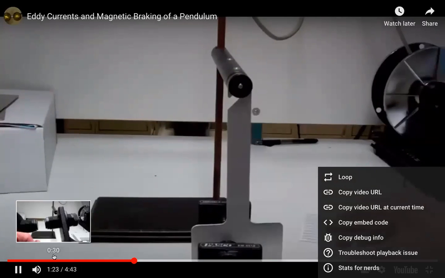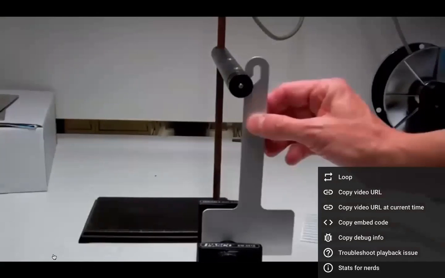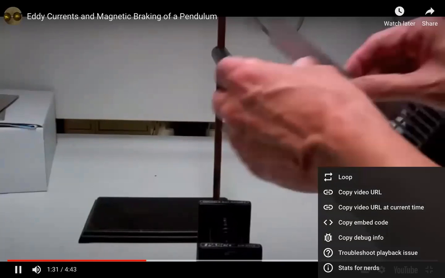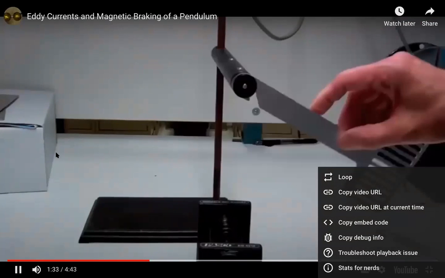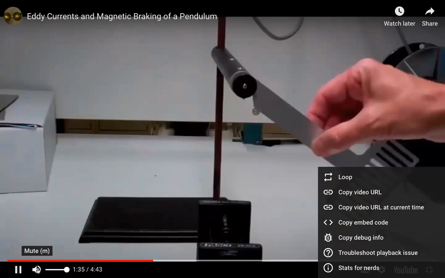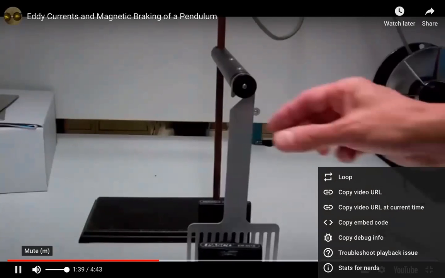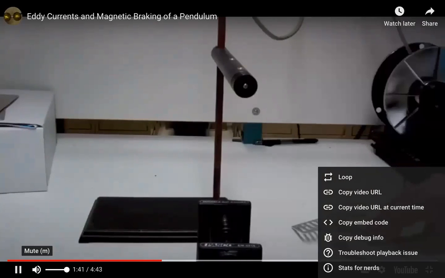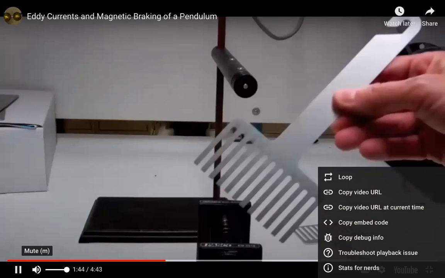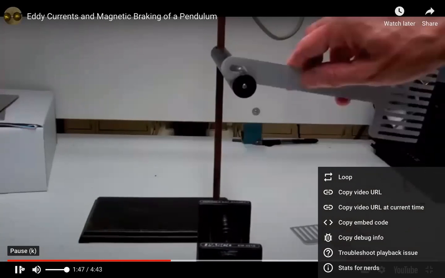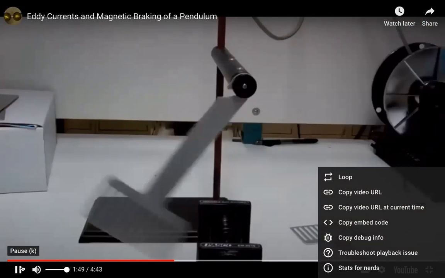Let's try this. You notice how it breaks and stops. Now, if I did the one with the slots, we see it also breaks and stops, not quite as quickly. And finally, the ones with the grooves, so that there's no connection on the bottom, swings freely.